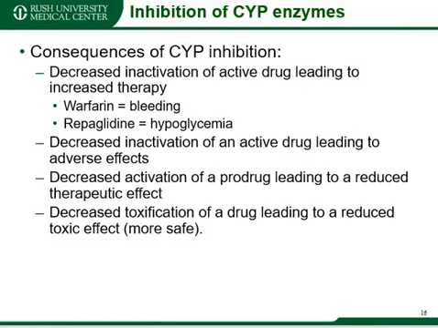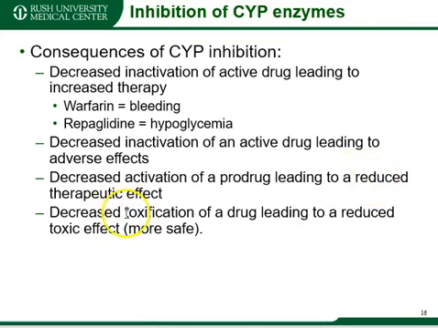So let's talk a little bit about the inhibition of the CYP enzyme. What are the consequences of CYP inhibition? Well, a little bit longer list. We can see decreased inactivation of the drug, and this can result in increased therapy. With warfarin, you'd see more bleeding. With an anti-diabetic medication, you can see hypoglycemia. You can see decreased inactivation of the active drug, which will produce toxic or adverse effects. Reduced activation of a prodrug means a lowered therapeutic effect. It's like they're not even taking their medicine.